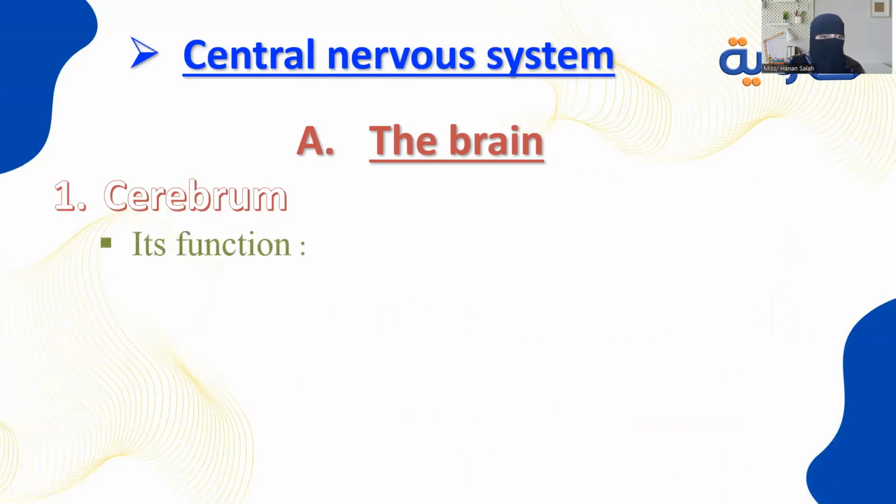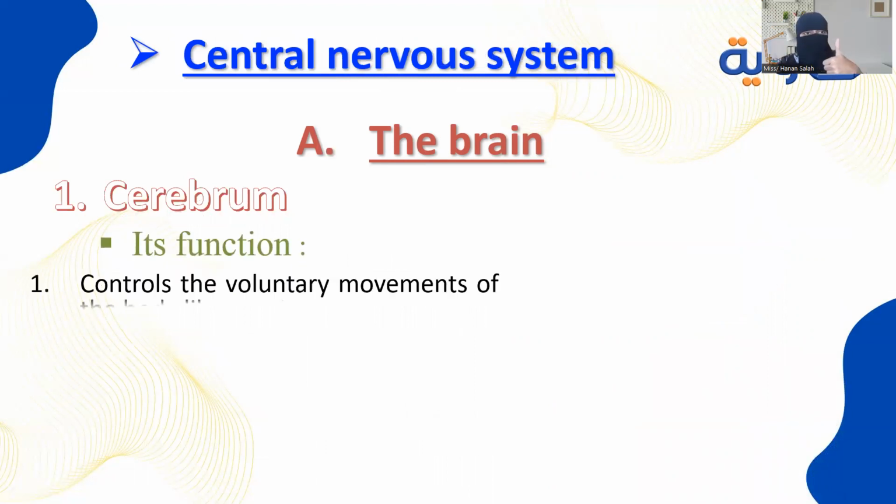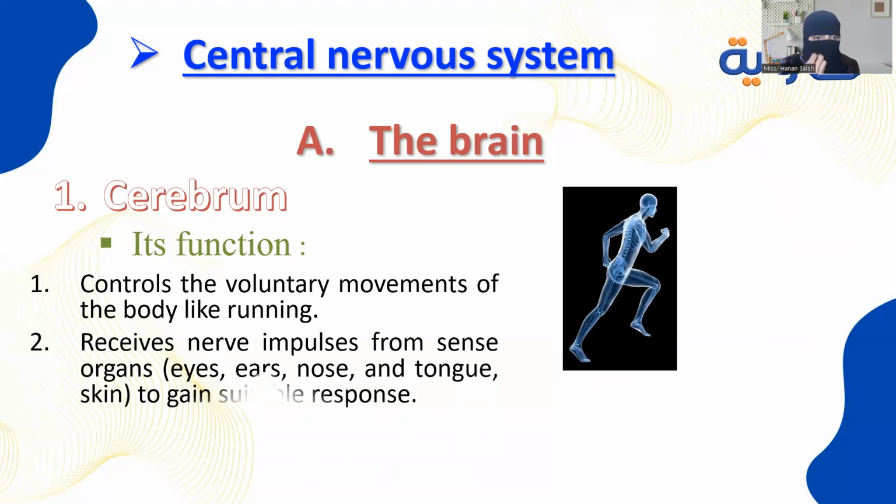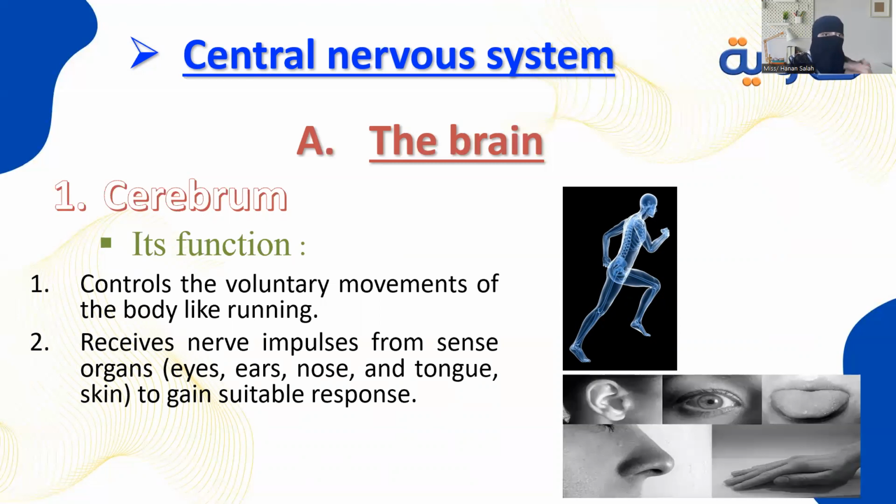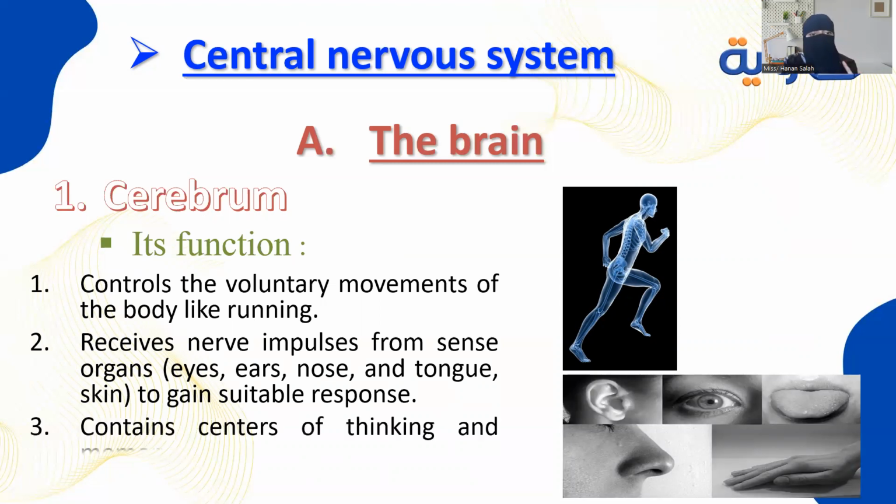What about the importance or the function of this cerebrum? The cerebrum controls the voluntary movement. The voluntary movement means the movement that you make by yourself, like walking, running, holding things, anything like this. So you make it by what? By the control from the cerebrum. Number two, it can receive the nerve impulses from the sense organs like eyes, nose, mouth, and ear. Number three, it contains the centers of thinking and memory. If I asked you to remember something, you will put your hand where? I will put my hand here. So that's why we said the cerebrum contains the centers of thinking and memory.